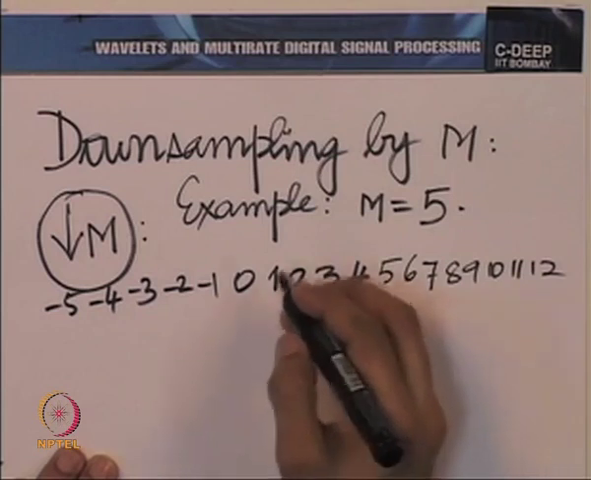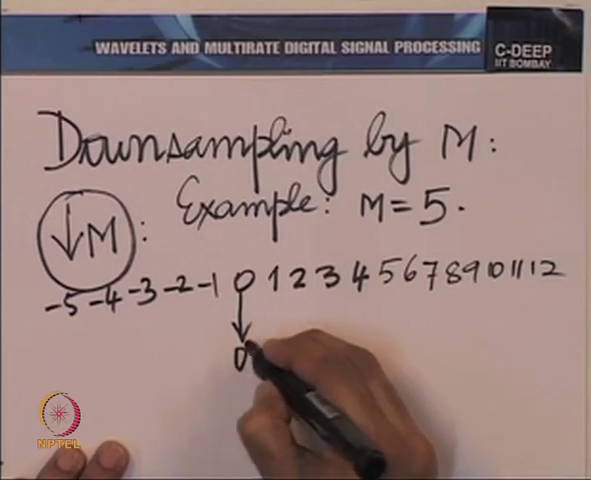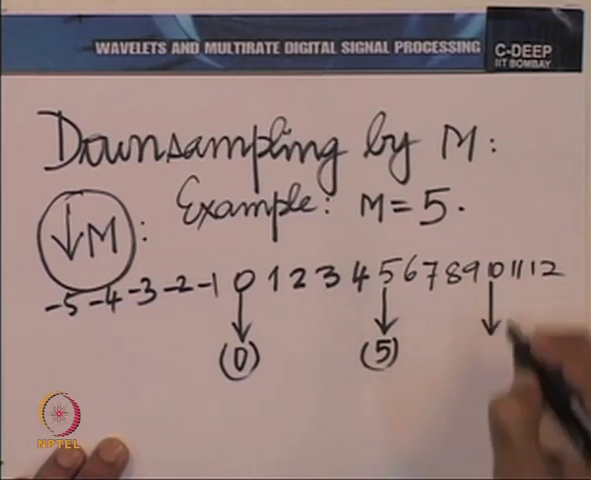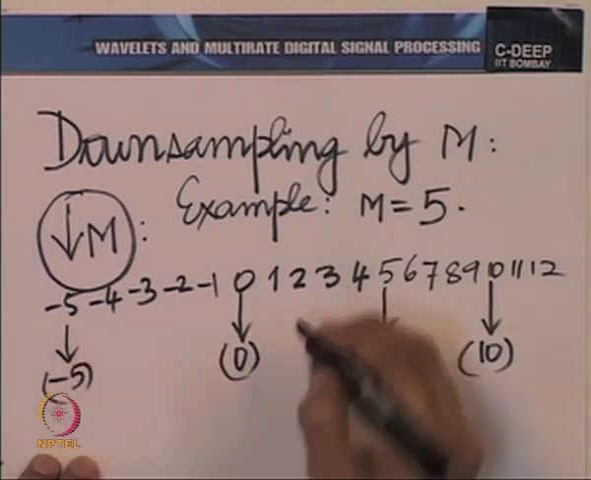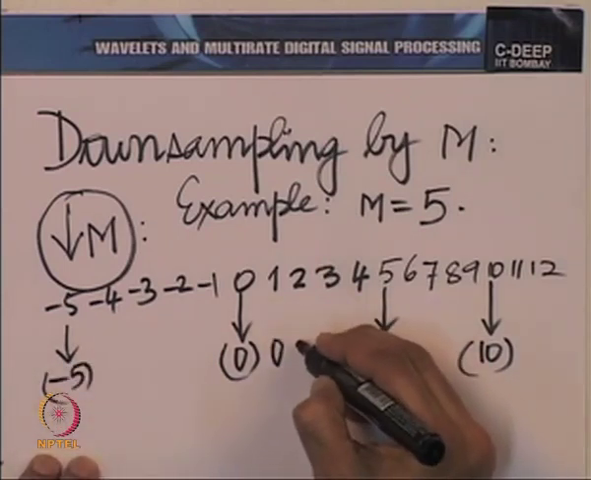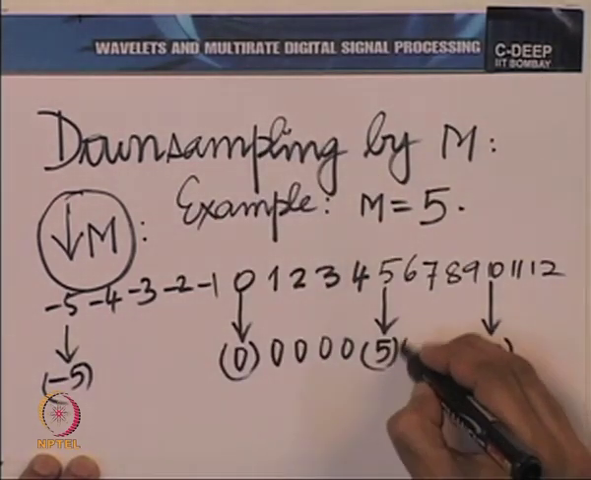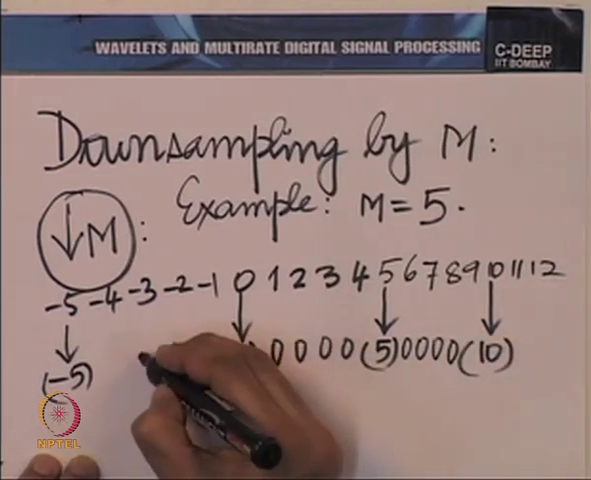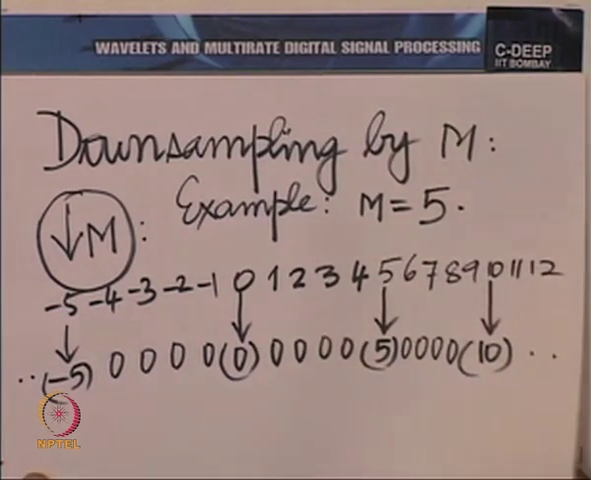What do we do in downsampling by a factor of 5? The first step is to kill some of the samples. So, the 0 sample is kept where it is, the 5 sample is kept where it is, the 10 sample is kept where it is, the minus 5 sample is kept where it is, but all the other samples, the 1 sample, 2 sample, 3 sample, 4 sample, the sample number 6, 7, 8, 9 are all reduced to 0. So, also minus 1, minus 2, minus 3, minus 4, all of these are reduced to 0. So, this is the killing step, so to speak, and then the compression step.